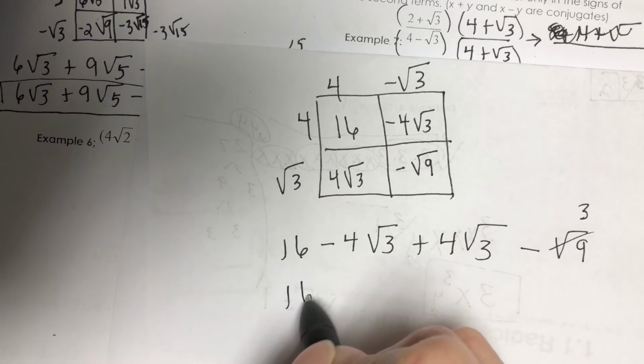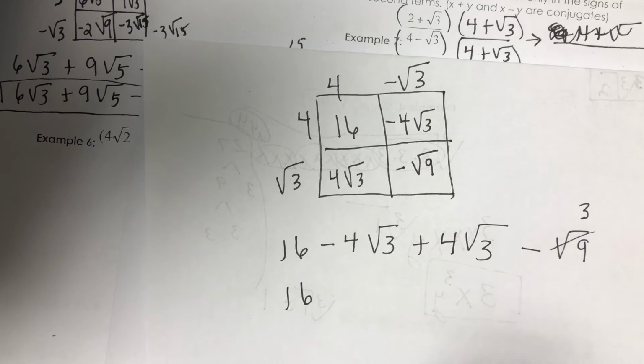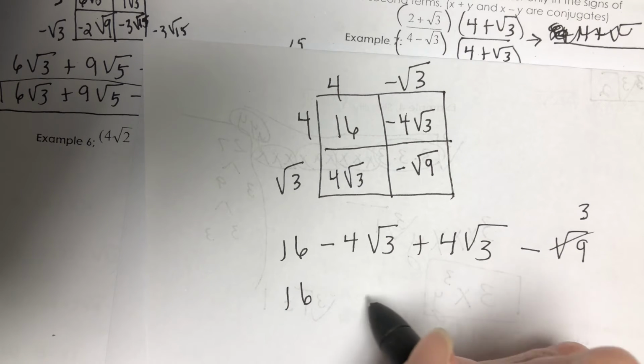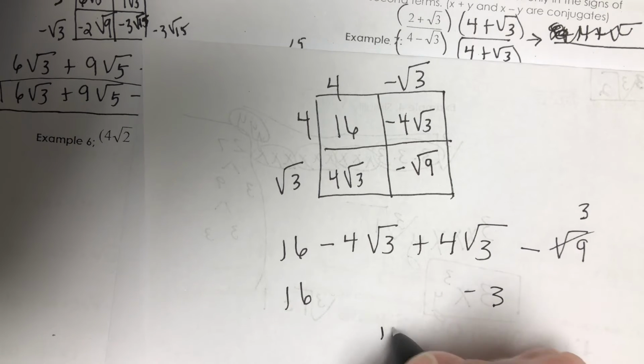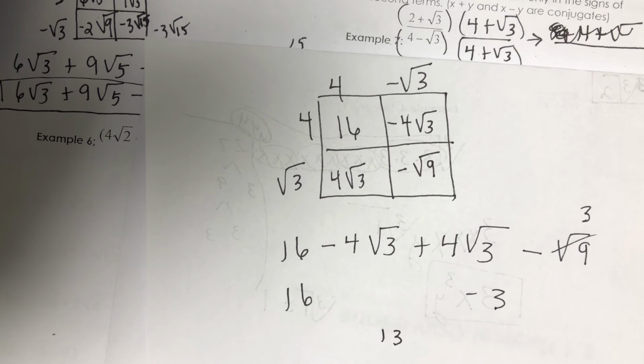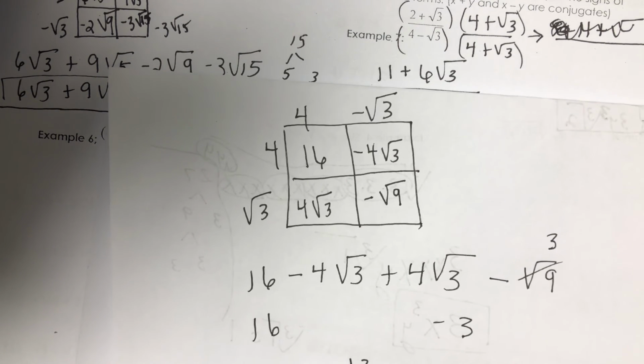So we have 16. All right, these middle 2 terms, they're like terms and they're opposite signs, so they just give us 0. And then we've got minus 3 over here. And 16 minus 3 gives me 13. So that denominator is 13, and it does not have a square root anymore. Really cool how that works. So that's what happens if you multiply conjugates together.